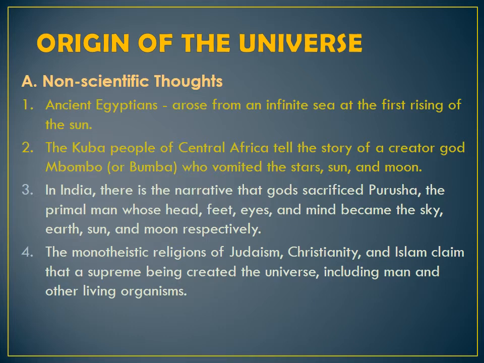the moon. According to Indian people also, there are gods who sacrificed Purusha, the primal man whose head, feet, eyes, and mind became the sky, earth, sun, and moon respectively. And lastly, the monotheistic religions of Judaism, Christianity, and Islam claim that there is a supreme being who created the universe, including man and other living organisms.